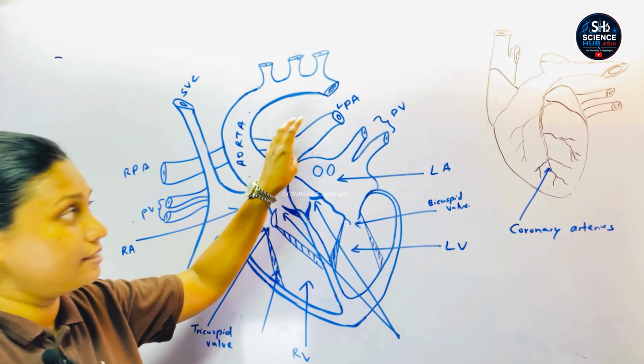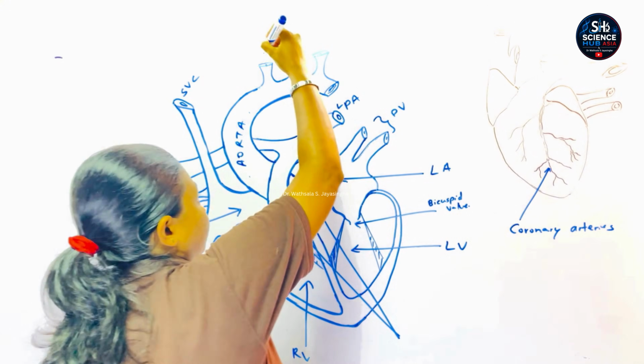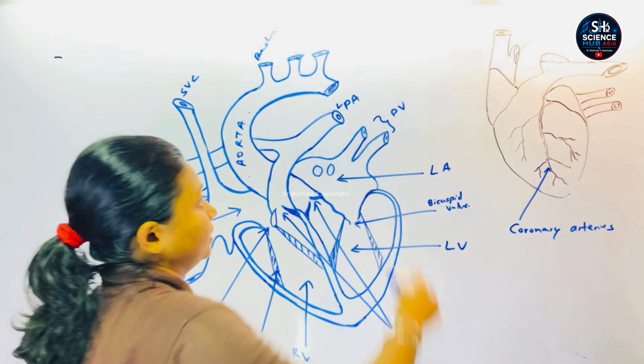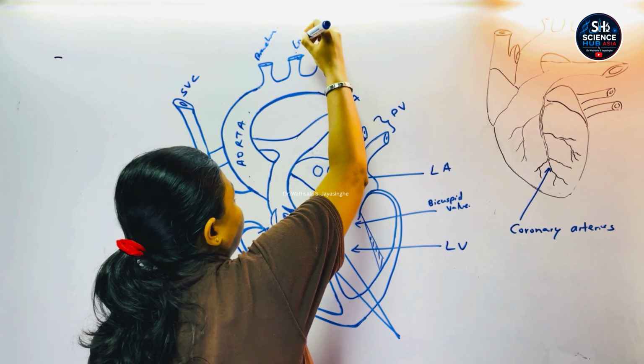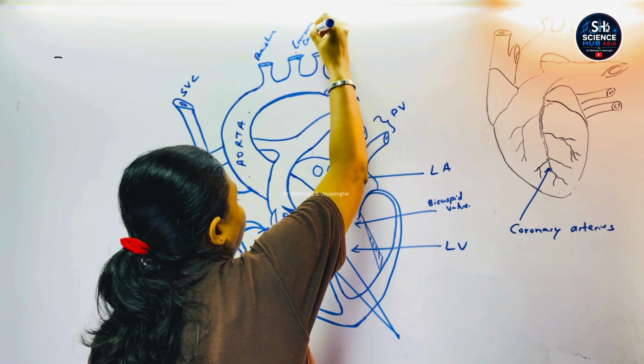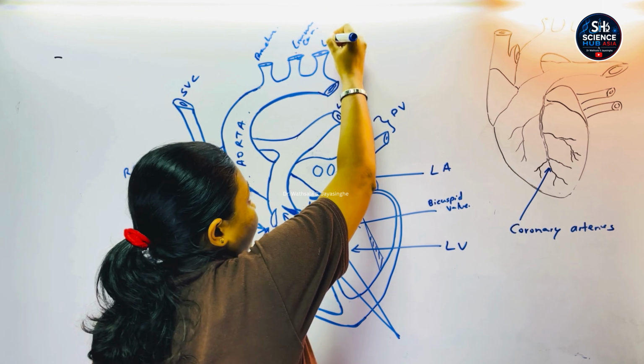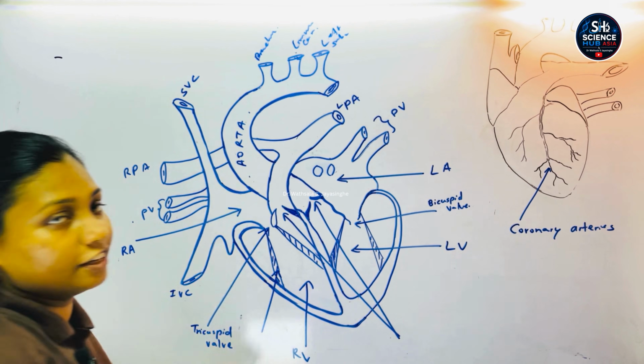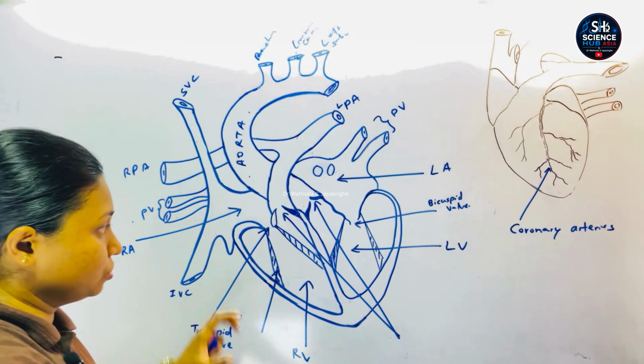And aorta has 3 branches. The first branch is the brachiocephalic, and the second one is the common carotid, and the third one is the left subclavian. Likewise, it will be divided at the top. So this is the heart.